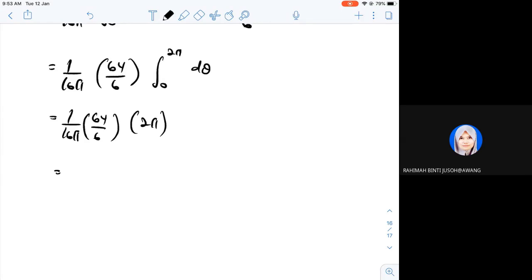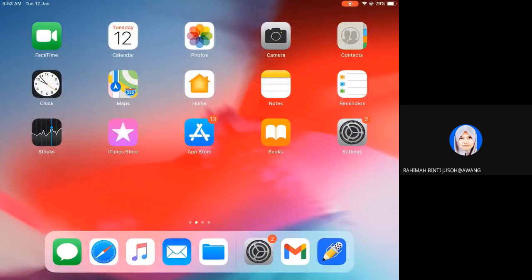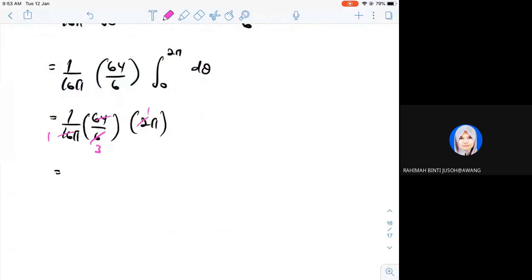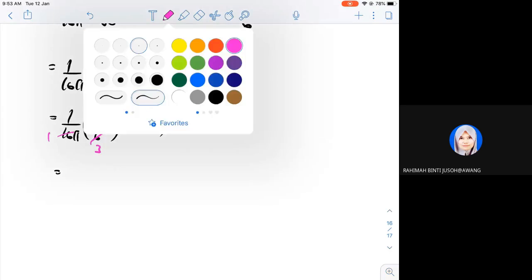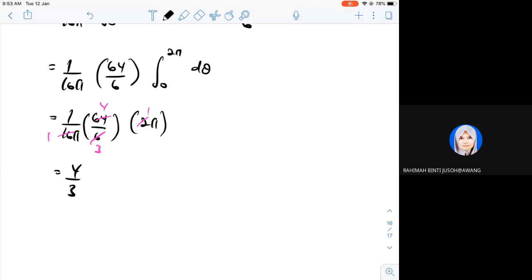Okay, this one jadi 3. This one jadi 1 lah. Okay, and then, sorry, this one jadi 1, 64 bagi 16, jadi 4 kan? 16 kali 4, 24, betul lah. So we will have 4 over 3.